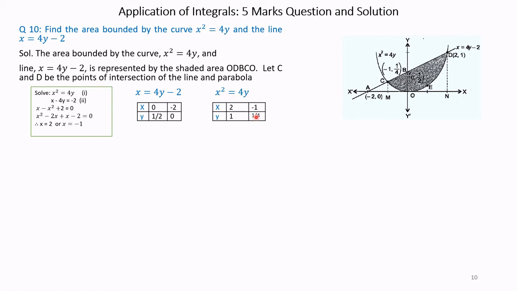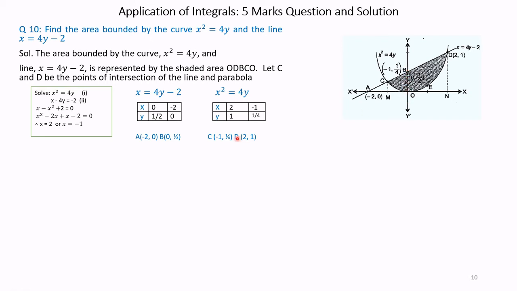These points we will mark on the graph. The first point is A, minus 2, 0. Minus 2 is the negative point on the left hand side of the x-axis. Minus 2, 0 is marked here. That is point A. Similarly, point B is 0 and half. That is written here.